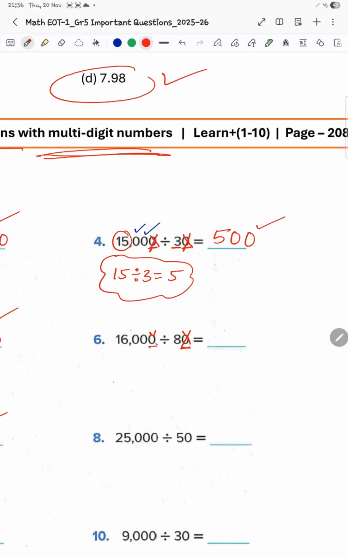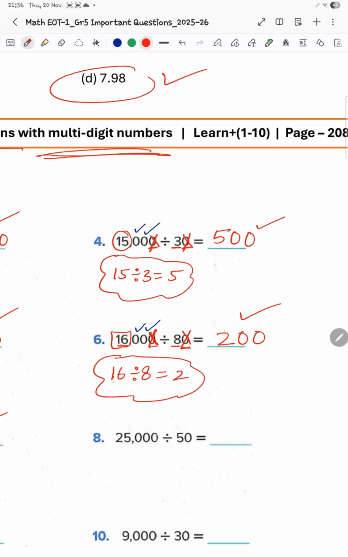Same here. Cut 1 zero. Cut 1 zero. Now 16 divided by 8. It gives you 2. So 2 will be here. Only 2 zeros are left over. So I will put 2 zeros at the end.